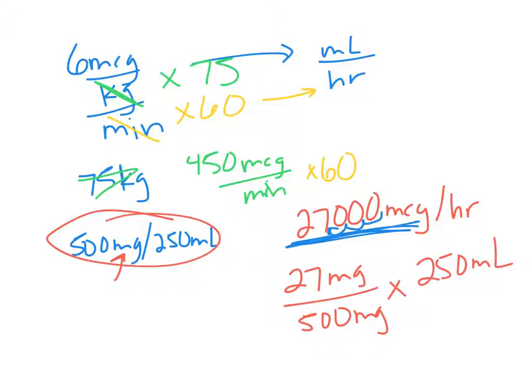And so that, again, when we divide that out, 27 divided by 500, again, we do that because those will cancel out and leave me with this. So 27 divided by 500 is 0.054 times 250, means that my patient needs 13.5, I'll write that over here, 13.5 milliliters per hour. And there's our answer.